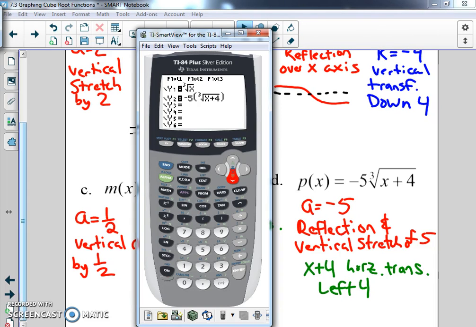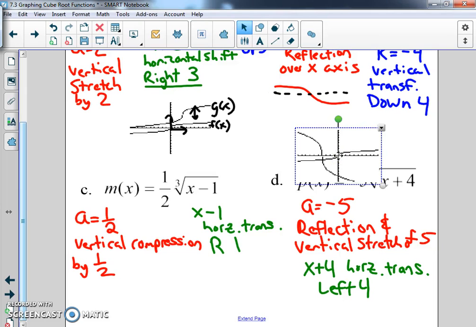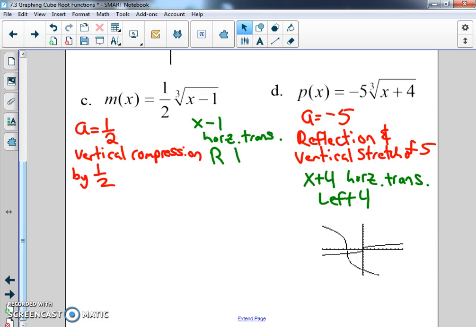Taking a look at this graphically, I've entered in the parent function for y1, the transformed function p of x in for y2. I'm going to take a look at a graph of it. Again, zoom 6, a nice neat graph. This is my original function, cube root of x, and this is my transformed function. We see a stark contrast in how this looks. In fact, we see it's a lot taller now. That's my vertical stretch. Sorry, I'll color it in red. That's my vertical stretch.